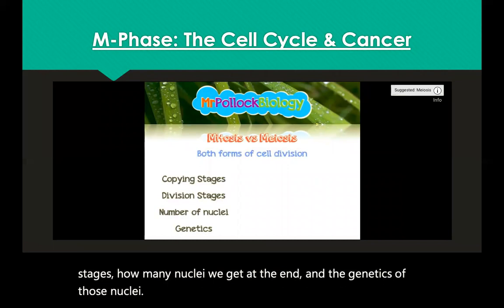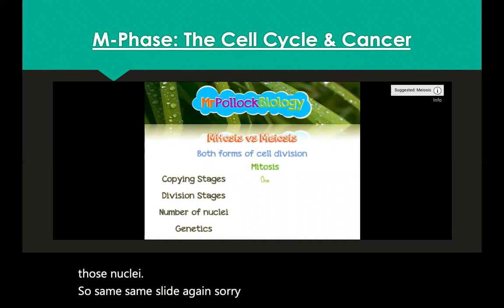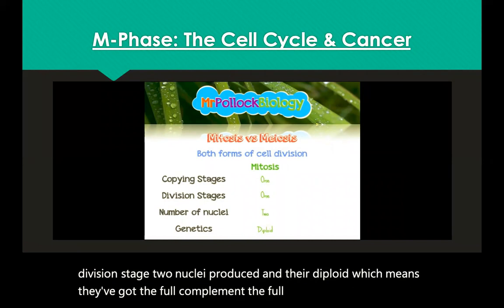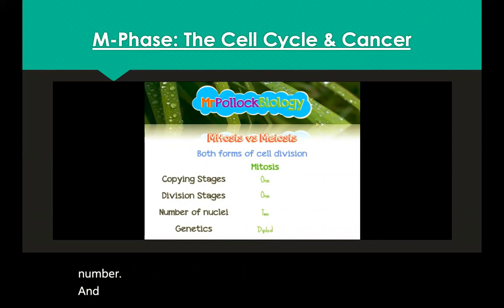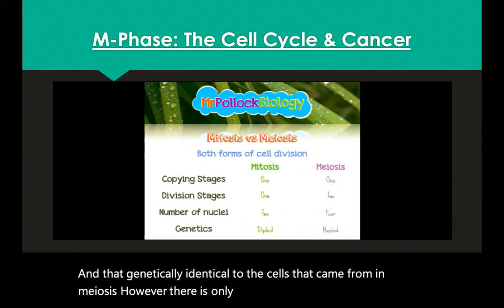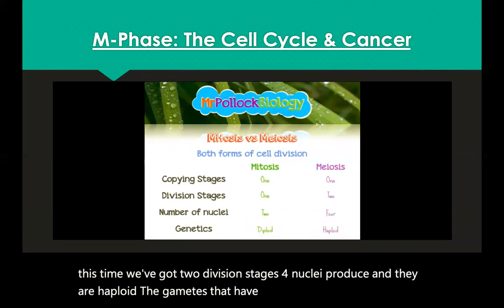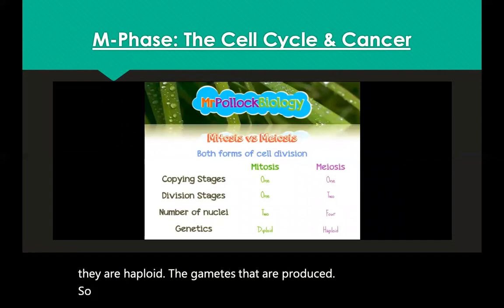So same slide again, sorry guys. Mitosis: one copying stage, one division stage, two nuclei produced, and they're diploid, which means they've got the full complement, the full chromosome number. And they're genetically identical to the cells that they came from. In meiosis, however, there is only one copying stage, just the same, but this time we've got two division stages, four nuclei produced, and they are haploid, the gametes that are produced. So that's the little cheeky comparison, but now we should move on and just focus on mitosis.